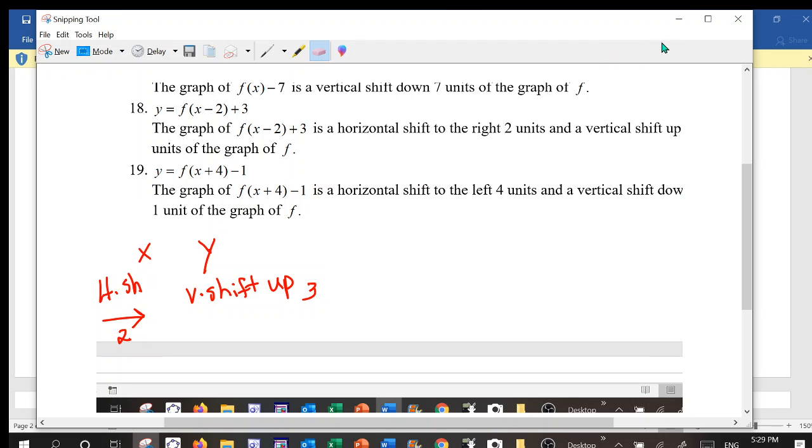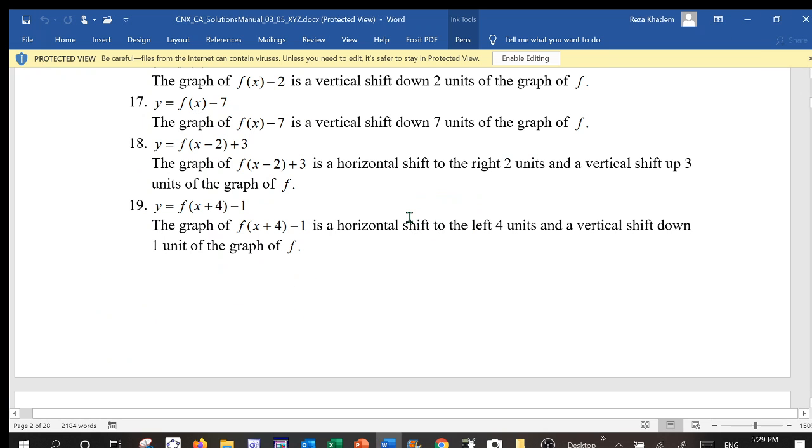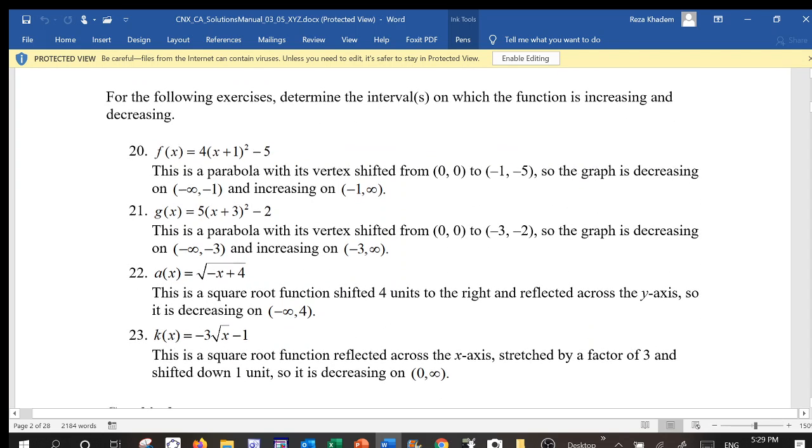Okay, so that's number 18. So let's do number 19 and 20 as well. Look at number 19. Again, it is shifted down 1 unit and what? And moved to the left 4 units, okay? All right, what about number 20?